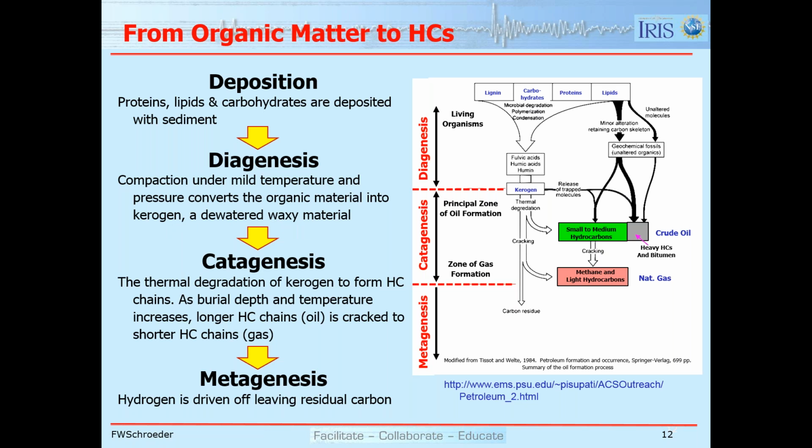If we continue to bury it and heat it up, we get into catagenesis, and that's the thermal degradation of kerogen to form hydrocarbon chains, oil molecules and gas molecules. As the temperature and depth of burial increases, the longer hydrocarbon chains, the oil, will be cracked to shorter and shorter hydrocarbon chains, eventually leading to only having gas. And then metagenesis is when hydrocarbon is driven off, leaving residual carbon. So we have different zones. We have the diagenic zone, we have the catagenic zone, and the metagenic zone.